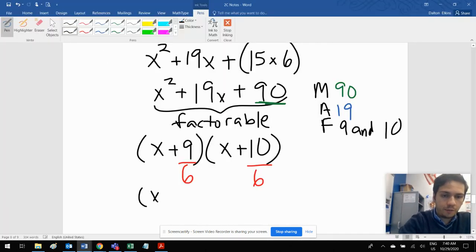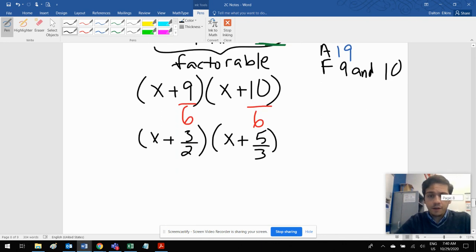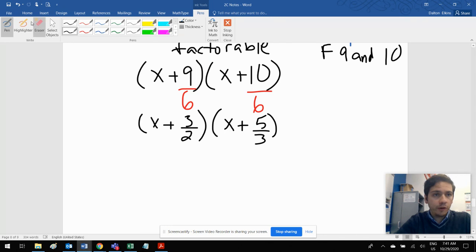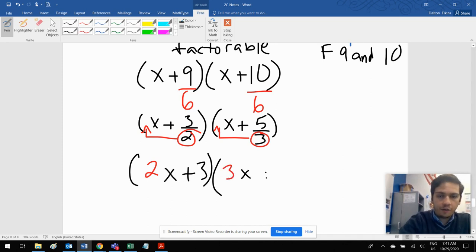This is going to be x plus 3 over 2, x plus 5 over 3. And the final part of swinging back is we actually have to take the denominators and put them in front of the x. So this will be 2x plus 3 times 3x plus 5.